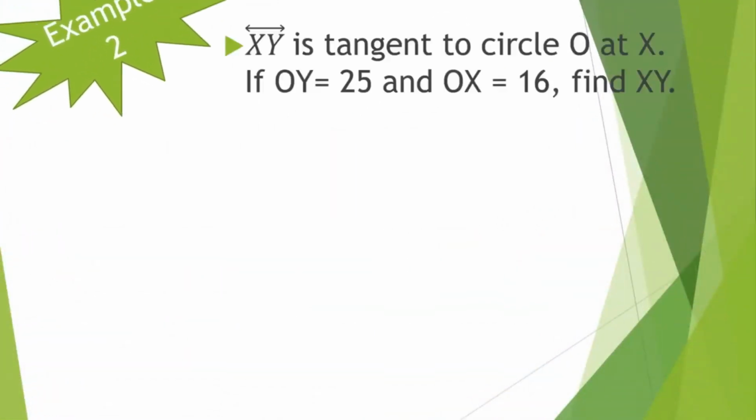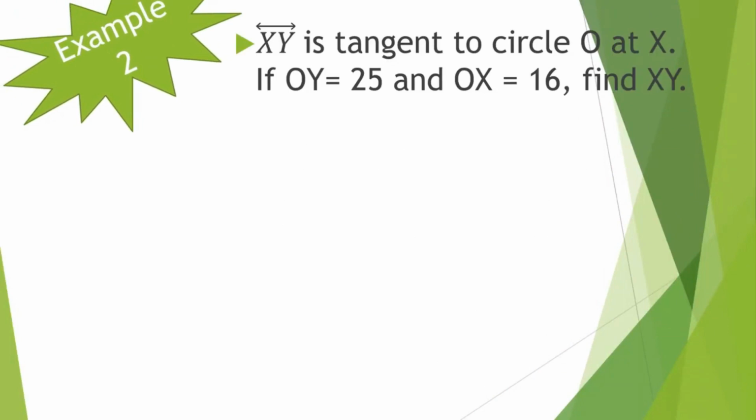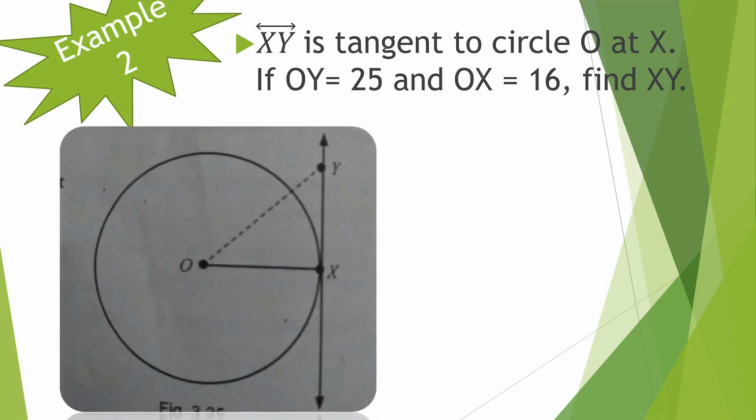So we have here example number 2. If line XY is tangent to circle O at X, if OY is equal to 25 and OX is 16, find XY. So we have here the illustration. OY is equal to 25, OX is 16, and we're going to find YX. Let's denote YX equals A.